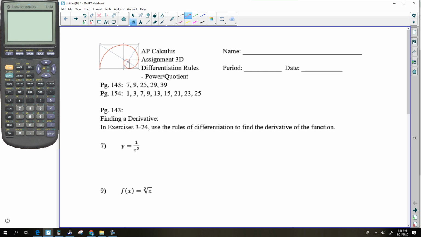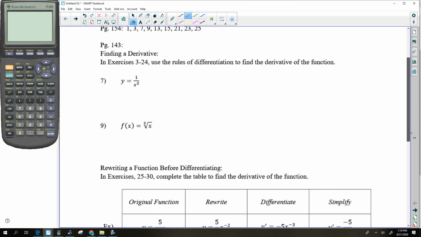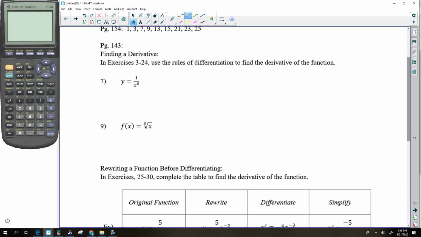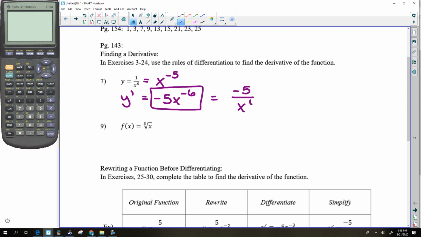All right, here we go. So if you can rewrite it, cool. If you can't, then we have to get a little bit tricky. All right, so here, what I see, this is actually x to the negative 5, so it's easier to rewrite it. And then thus the derivative of this would be negative 5x to the negative 6. Depending upon how they want that written as an answer, this could be negative 5 over x to the 6.